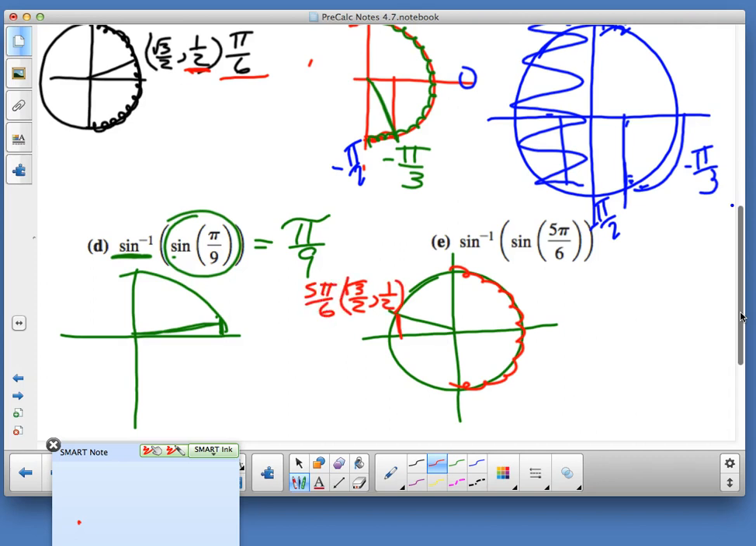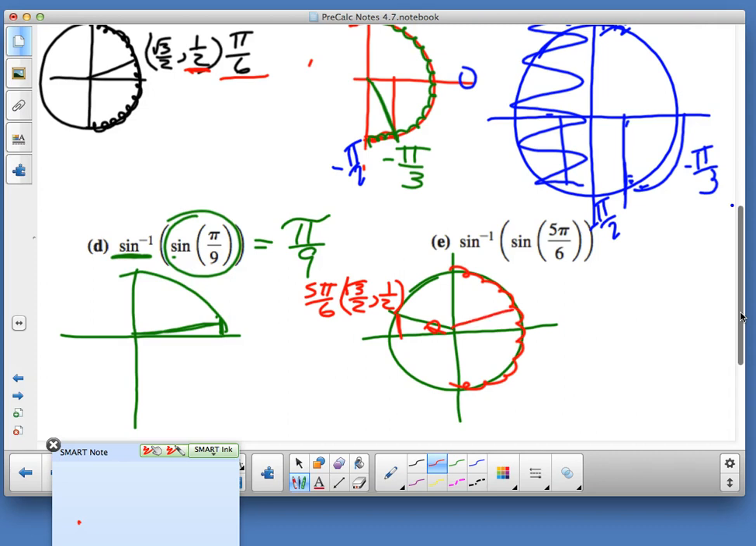That's 5 pi over 6. You okay with that? But if I put this in my calculator, remember, we have to learn how to do it without the calculator. This is a reference angle. Are you in agreement that my 5 pi over 6 is a pi over 6 reference angle with the x-axis?